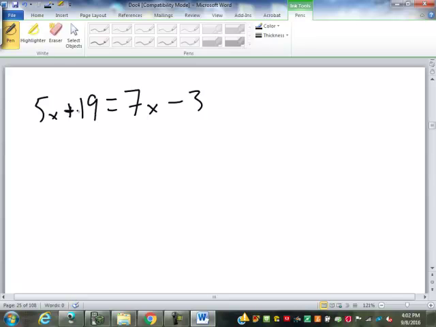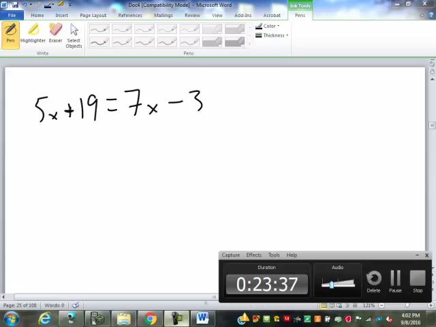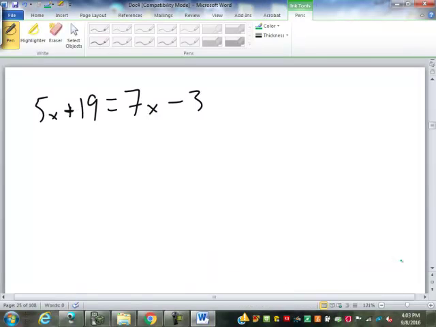In your notes, try to solve that one. 5x plus 19 equals 7x minus 3. So we have the variables on each side again. We have to get rid of one of them. The question, as always, is which one? Generally, we can get rid of either one, but generally we go after the smallest one. Which one's the smaller one here? The 5x.